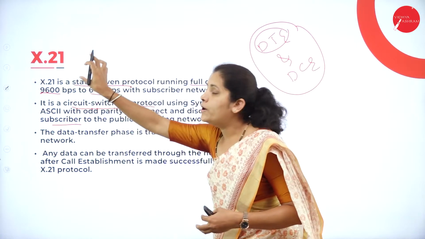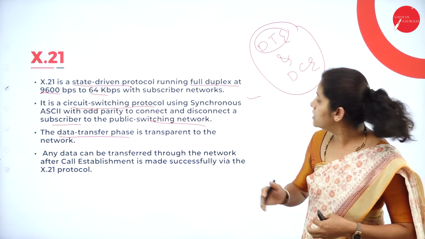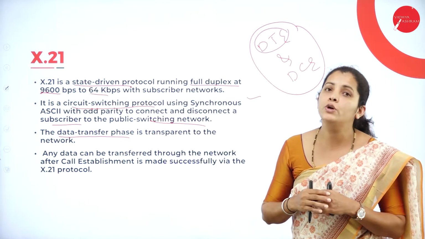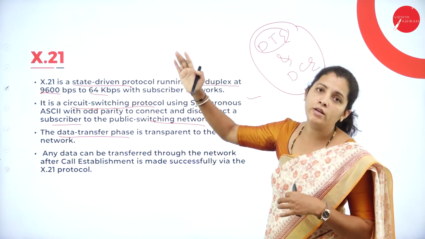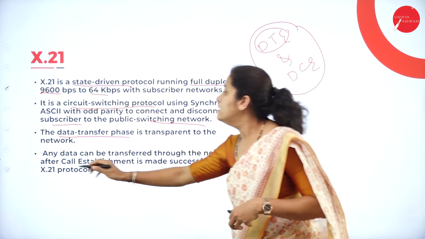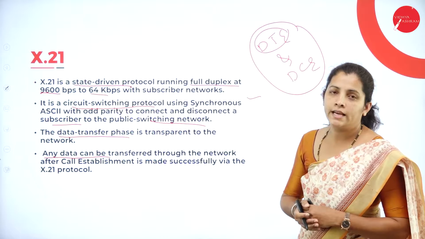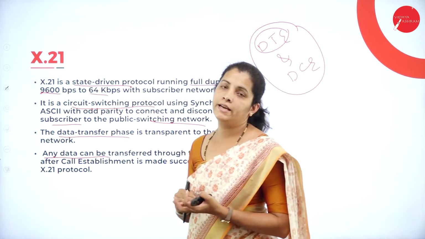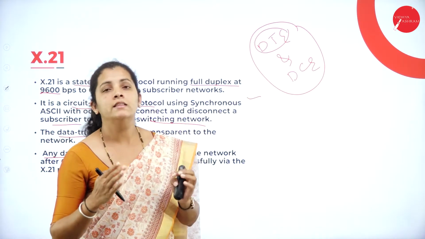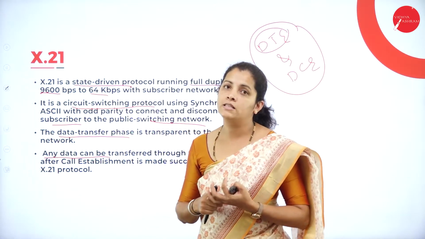And X.21 provides a data transfer phase that is transparent to the network. That means whatever data transmission takes place in X.21 is transparent to the network. Then any data can be transferred through the network. That means before transferring the data from the DTE to DCE, the connections must be established.